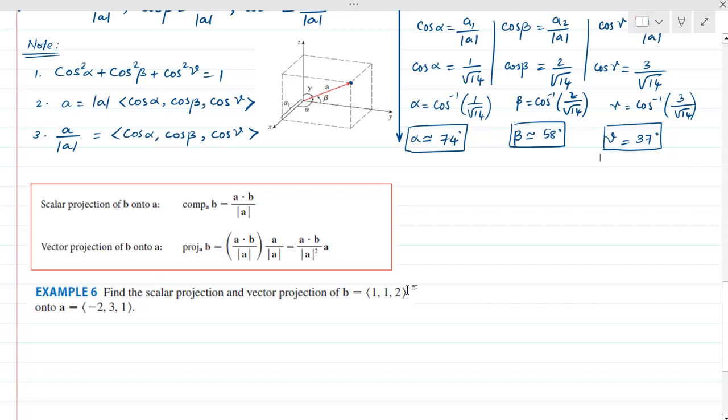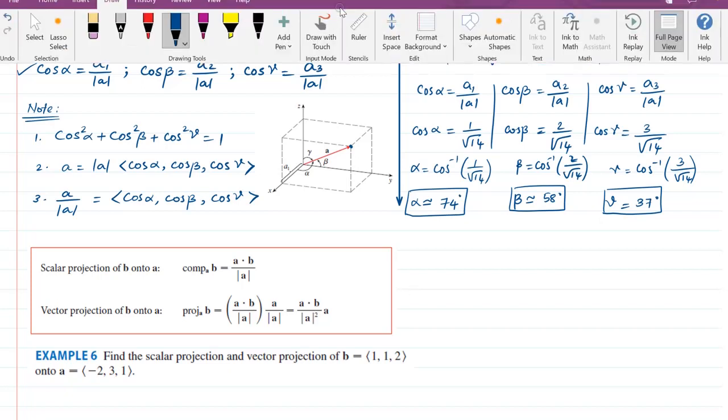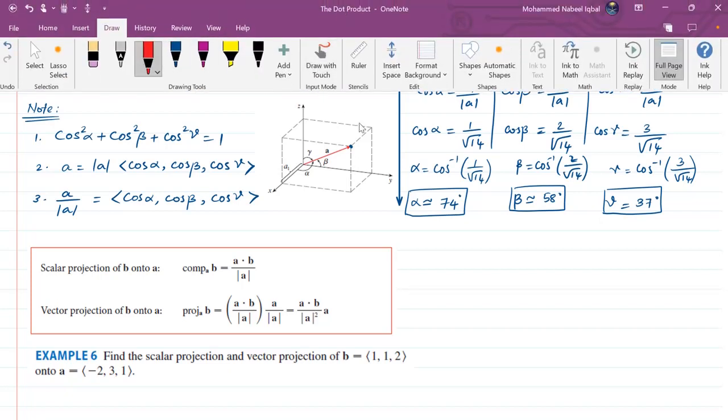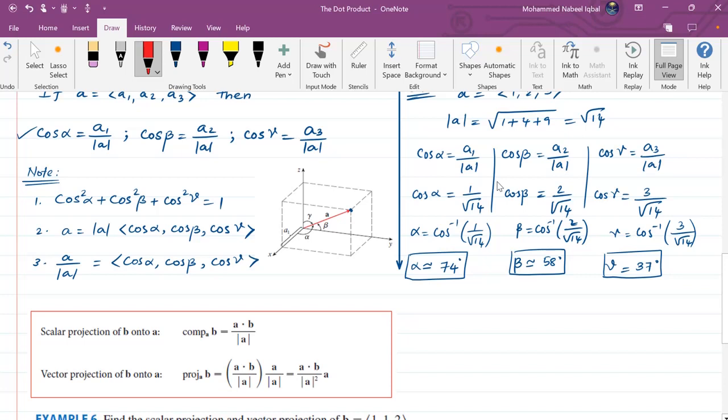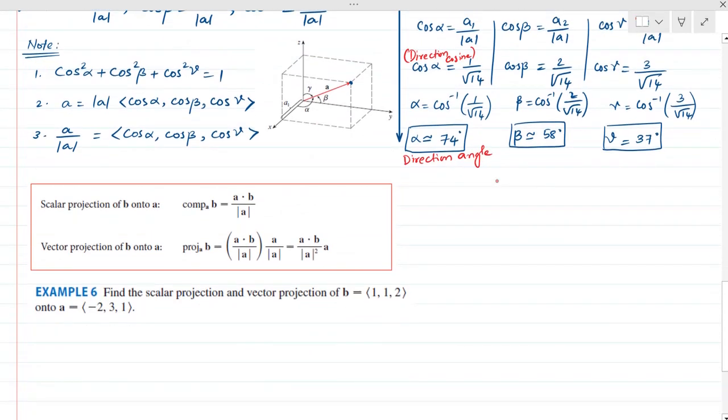Now here we will have a scalar projection of B on A, and a vector projection of B on A. This one we call the direction cosine. This formula is the direction cosine. If the question is asking for the direction cosine, stop here. If it is asking for the direction angles, you have to calculate the angles alpha, beta, gamma.